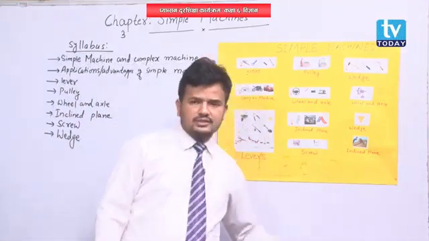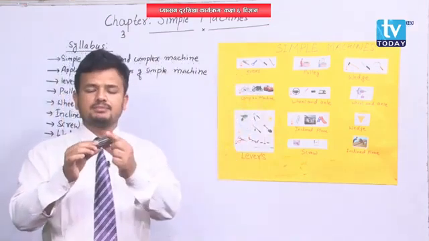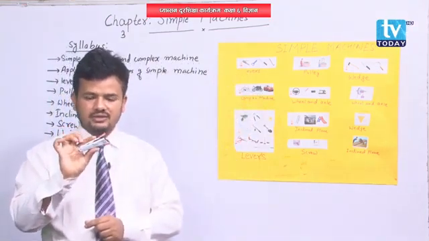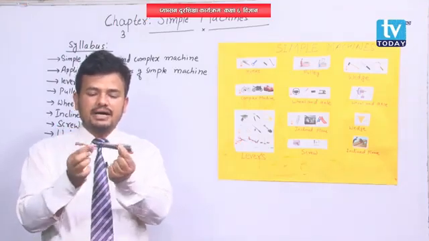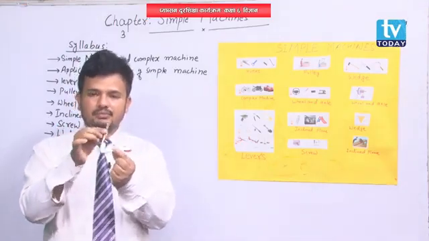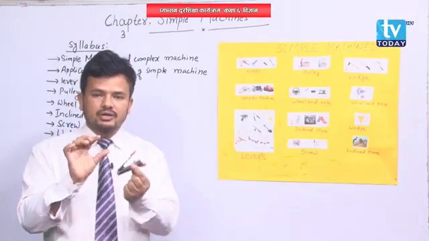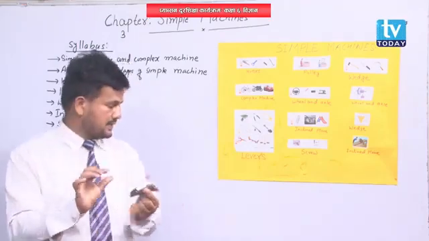You know, this is a stapler. This is also a simple machine. This is also a lever. A lever is usually made by a straight or bent rod, which is free to turn about a fixed point called the fulcrum.